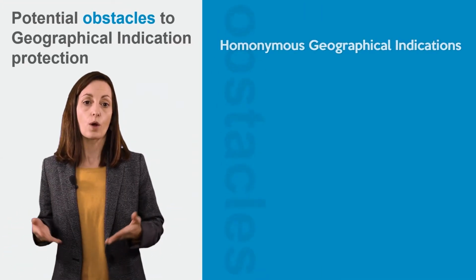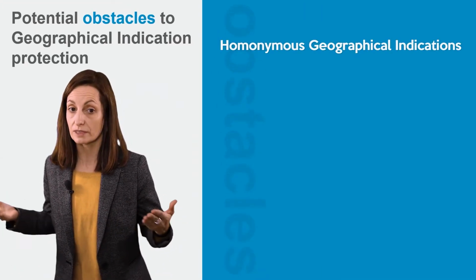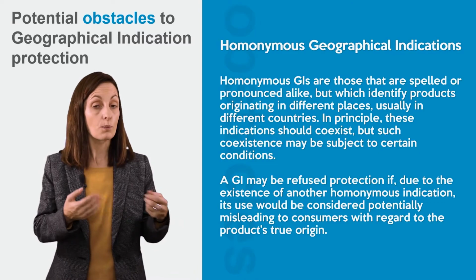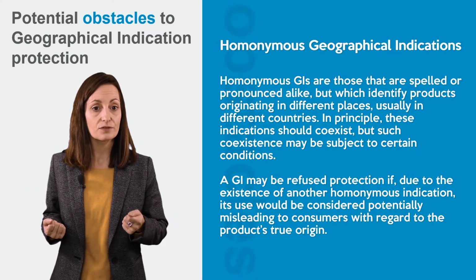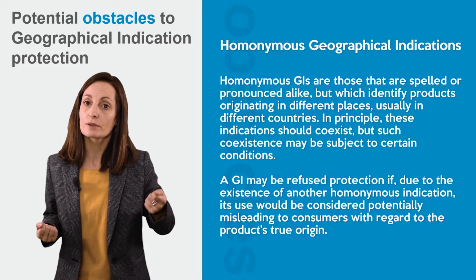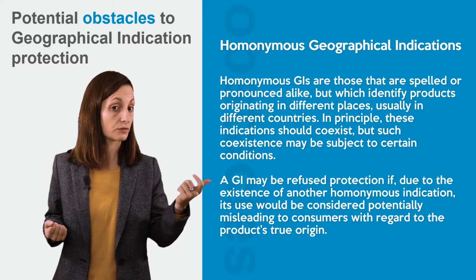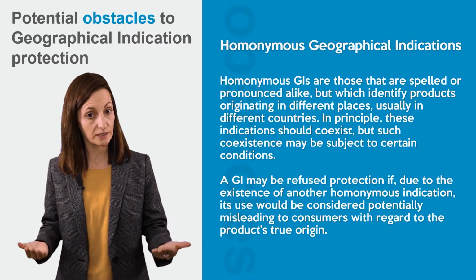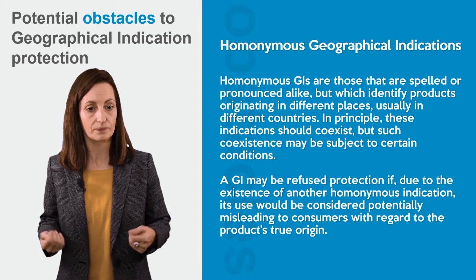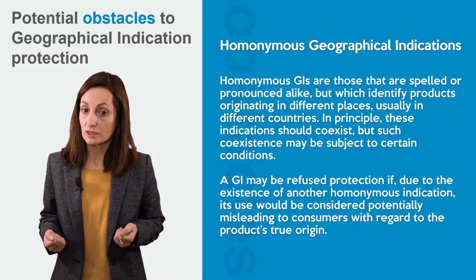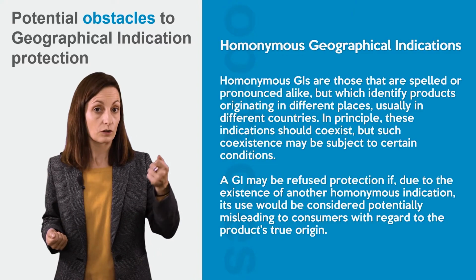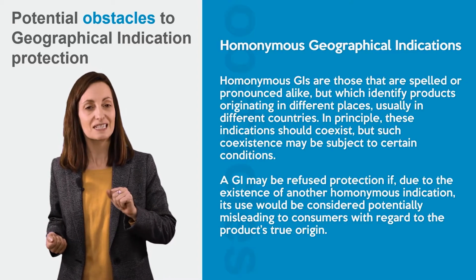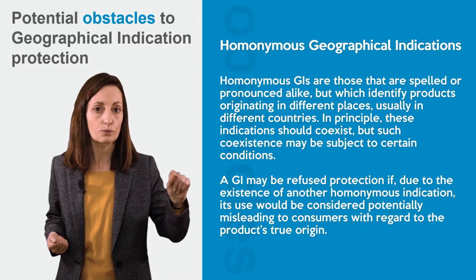Let's see now the case of homonymy or homonymous geographical indications. Homonymous geographical indications are those that are spelled or pronounced alike, but which identify products originating in different places, usually in different countries. In principle, these indications should coexist, but such coexistence may be subject to certain conditions. And a GI may be refused protection if, due to the existence of another homonymous indication, its use will be considered potentially misleading the consumer with regard to the product's true origin.